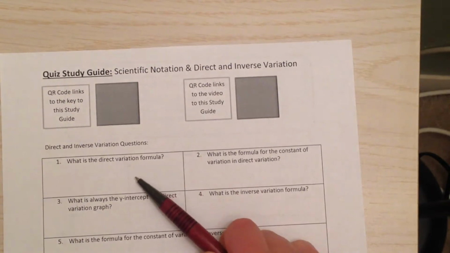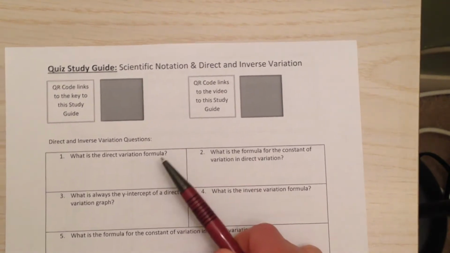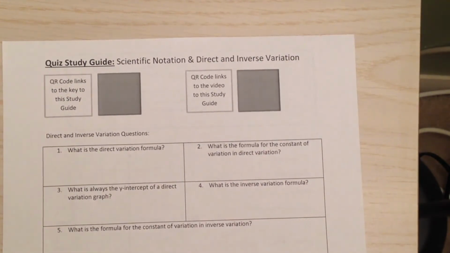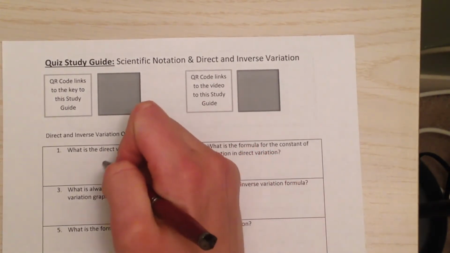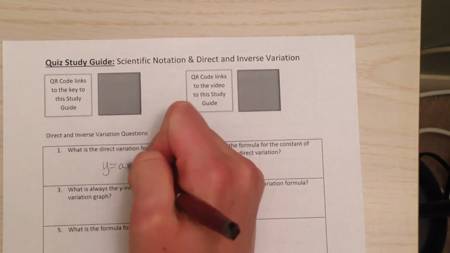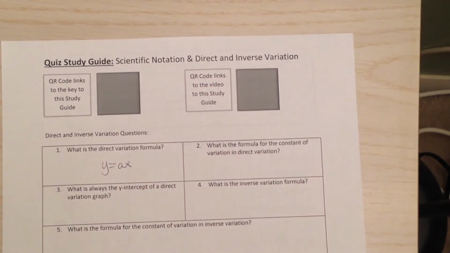You have to have this memorized by the time you get to your quiz and your test, and you will not have this on your SOL formula sheet either. So make sure you get this down. And that is y equals ax. Anytime you see direct variation or you see varies directly, that's the formula you need to be thinking of.